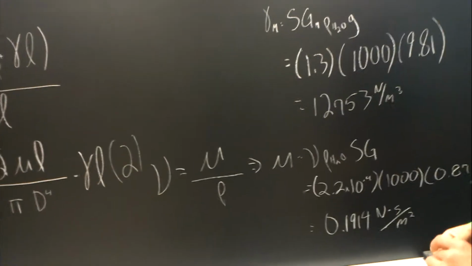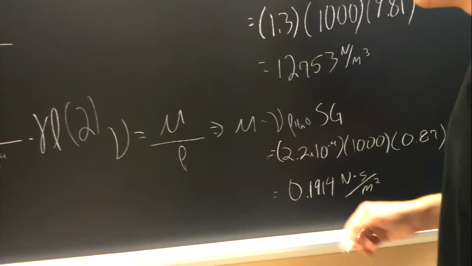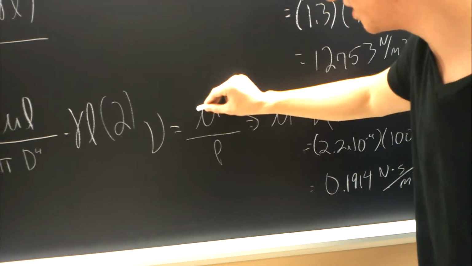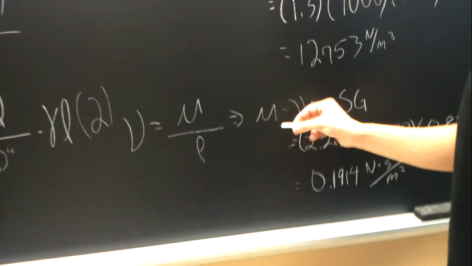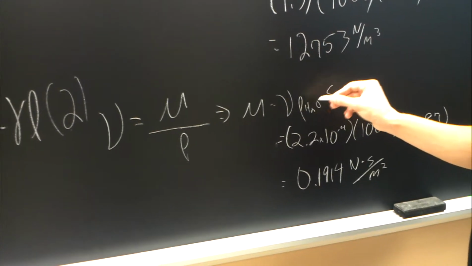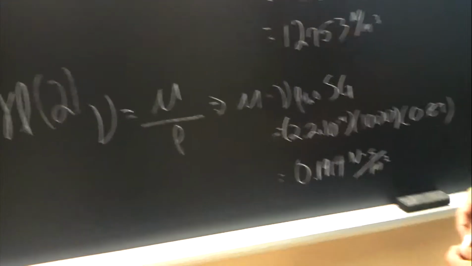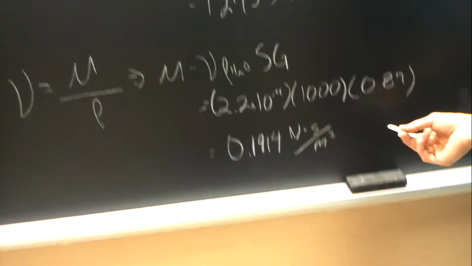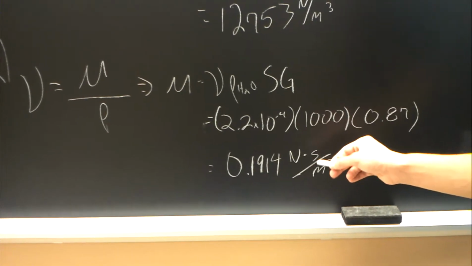Then the last variable that we need to find here is mu. So the kinematic viscosity is equal to mu over rho. So we rearrange that and we get that mu is equal to kinematic viscosity times the rho of water times the specific gravity to find the rho of the fluid. So plug in the numbers here and you find out that mu is equal to 0.1914 newton seconds per meter squared.